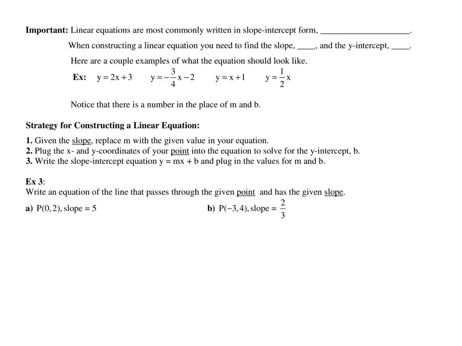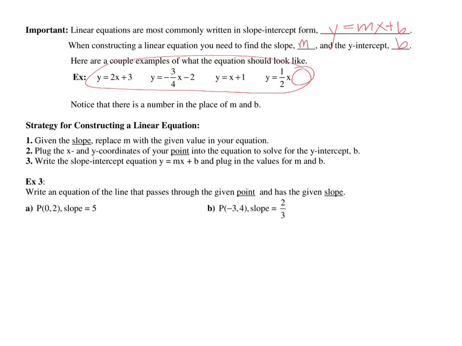Important: linear equations are most commonly written in slope-intercept form. Slope-intercept form is y equals mx plus b. Just like I said at the beginning, we're bringing the algebra back just a little bit. When constructing a linear equation, you need to find the slope, m, and the y-intercept, which is b. Here are a couple examples of what the equation should look like. Notice here we don't have a y-intercept. Notice that there is a number in the place of m and b.